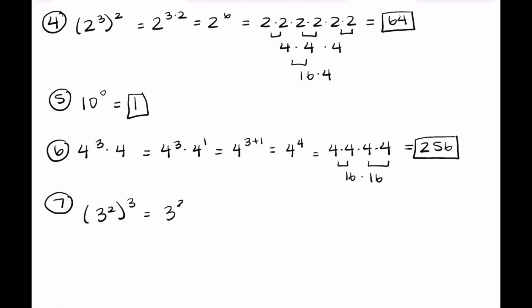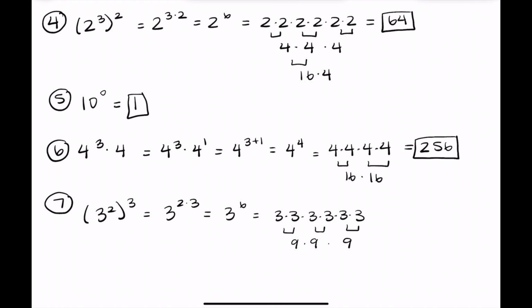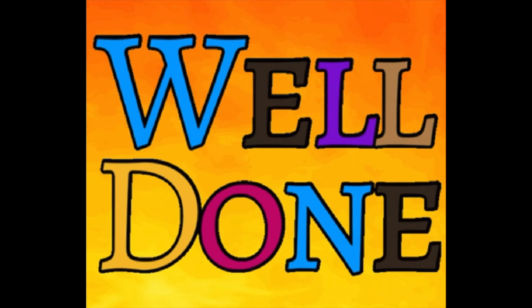So again, we have power to a power here. We will multiply our exponents together. 3 to the power of 2 times 3 would give us 3 to the power of 6. When we expand that out, we'll have 3 times 3 times 3 times 3 times 3 times 3. And when we multiply that out, we end up getting 81 times 9. And 81 times 9 gives us an answer of 729. So that is our answer, and that is our last practice problem for today.